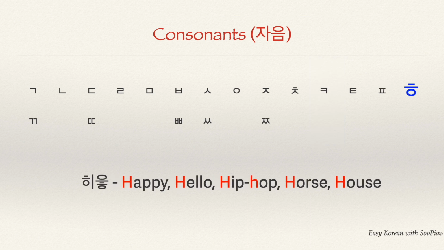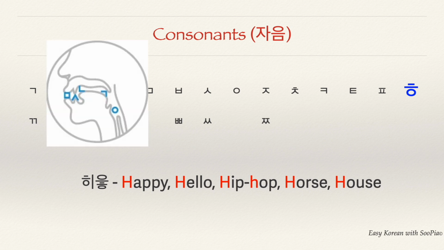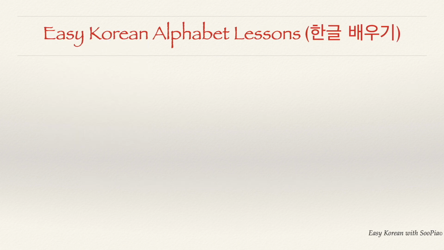Hiut is the last consonant and sounds similar to the H sound in most English words. The sound is made through the airway with extra air being pushed out, which is indicated by two extra lines added to the airy sound O. This ends the first easy Korean alphabet lesson covering all consonants of Korean.